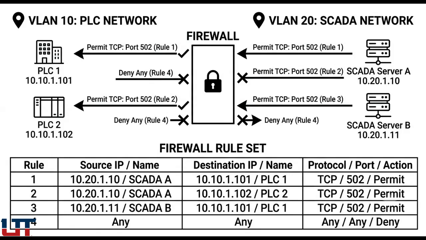Rule 3, we have a permit TCP, source 10.20.1.11, which is SCADA server B. Allow it to go to destination 10.10.1.101, which is my first PLC on port 502. Finally, Rule 4 is deny any, source any, destination any, port any. Rules 1 through 3 permit the specific SCADA polling paths that operations requires. Rule 4, the last rule, denies everything else.